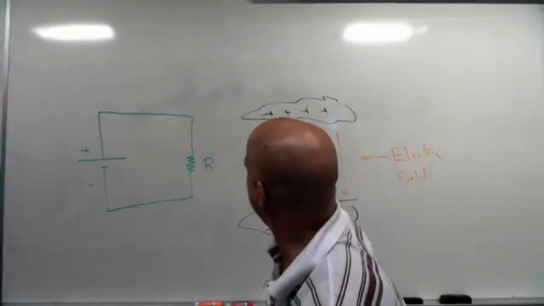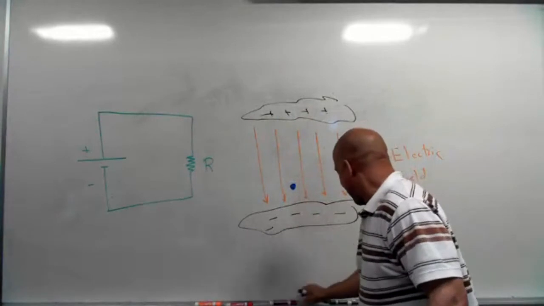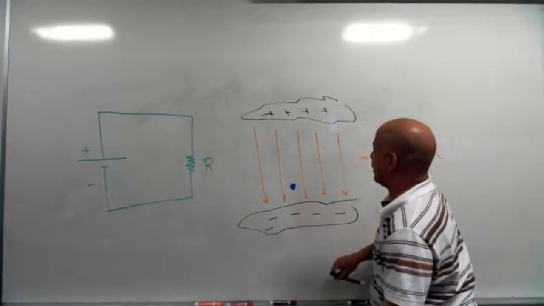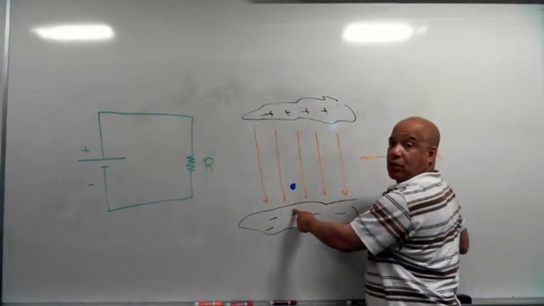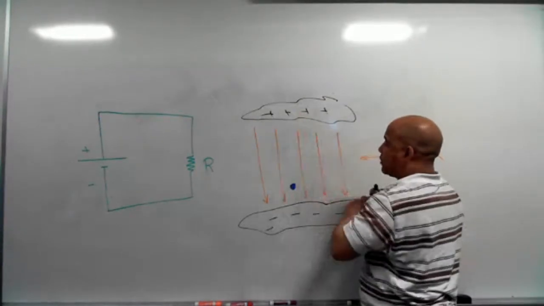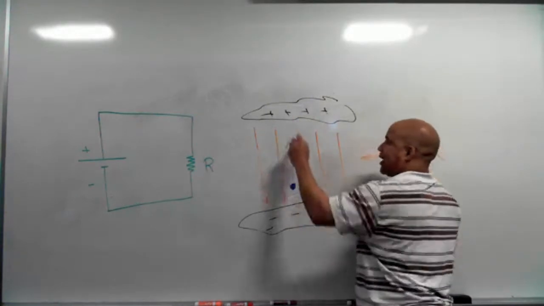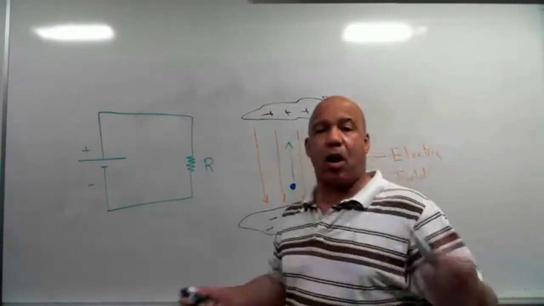And so I can have exactly the same thing here. I can have a force travel and actually move the electron. And you know these charges are negative. Like charges repel. These charges are positive. Unlike charges attract. So this electron is going to want to move like this. And once that electron moves like that, I have current flow.